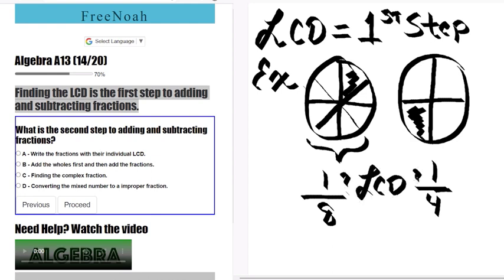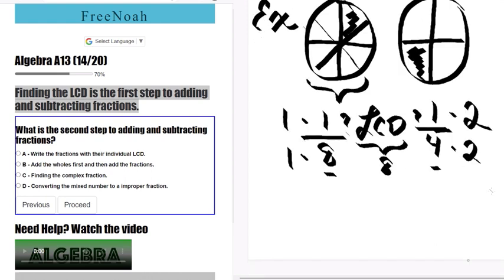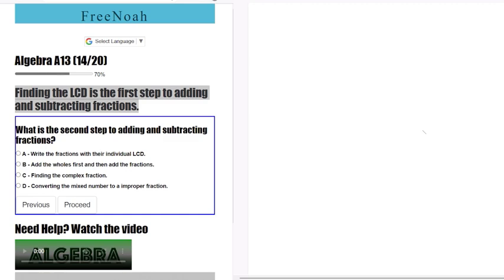Now let's find the LCD of these two different fractions, unlike fractions. Well, the LCD here is 8. So we multiply our left 1/8 by 1, and our 1/4 on the right, we're going to multiply by 2. So this gives us 1/8 for our first fraction, and our second fraction is going to equal 2/8. Now we have a common denominator of 8.